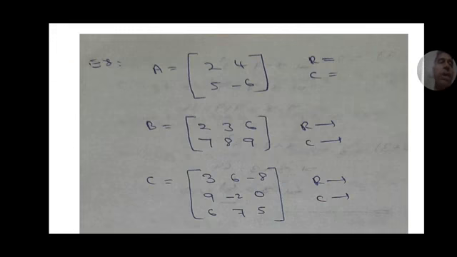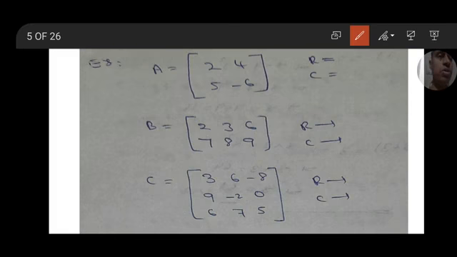Next, for example, A equal to [2, 4; 5, -6]. Then we will count the number of rows and the number of columns. This is the first row. This is the second row. Means the number of rows is 2. And this is the first column. This is the second column. Columns are 2. Okay, rows are 2 and columns are 2.